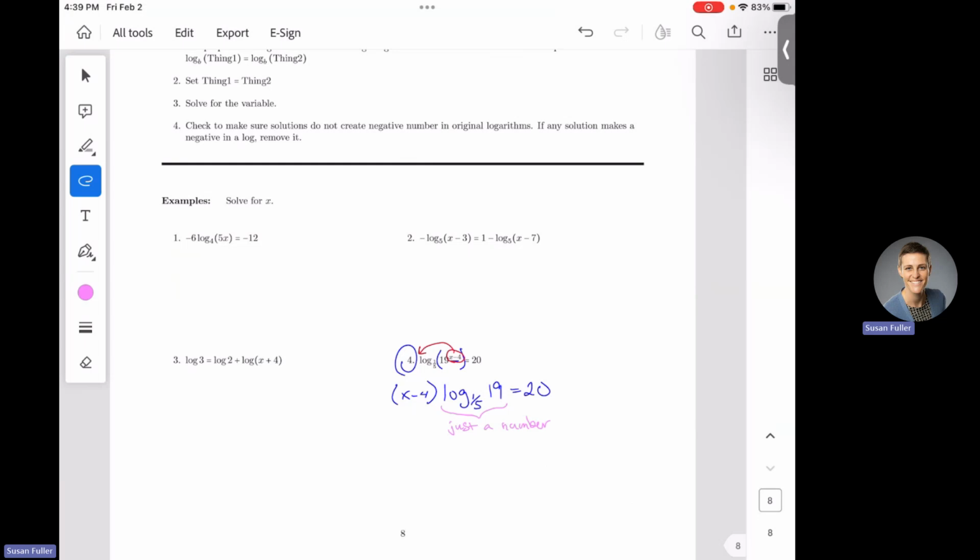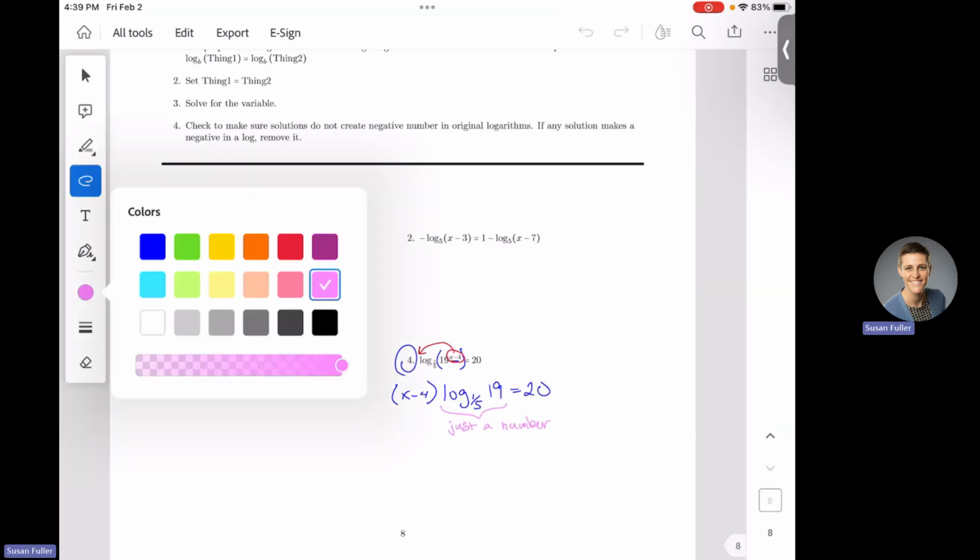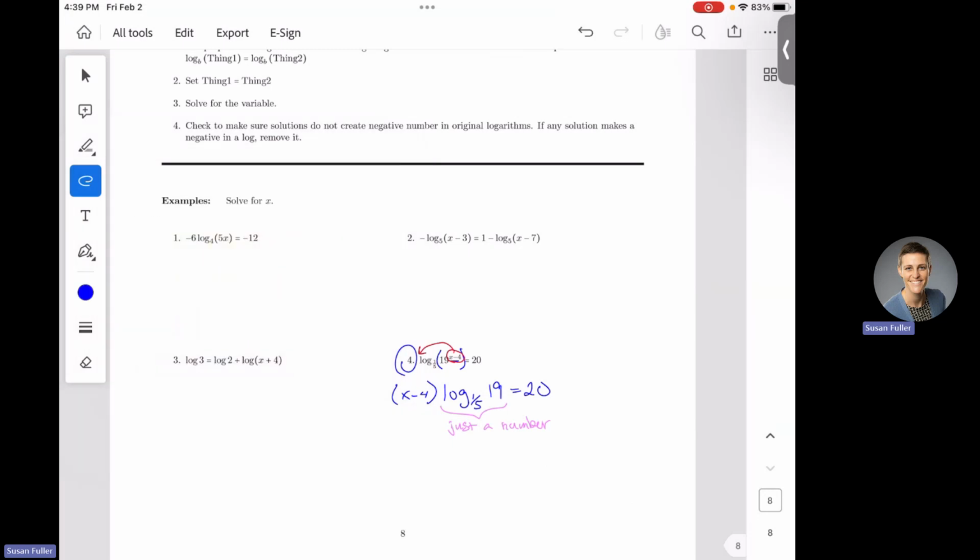It's just a number being multiplied by something with x's in it. We can go ahead and divide it off because, to be honest with you, we're trying to get to x, which is over here. That thing is freaking me out. We can just divide both sides by it because it's just a number. So when we divide both sides by log base 1/5 of 19, I have just x minus 4 left on this side, and on the other side, I have 20 divided by log base 1/5 of 19.